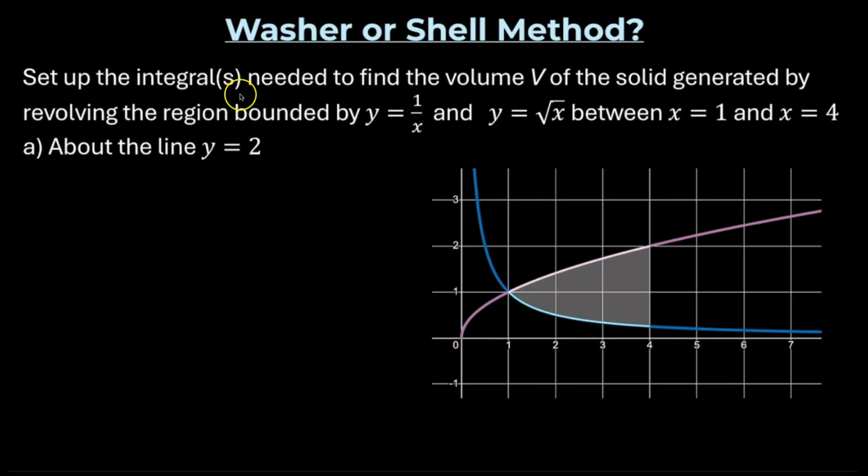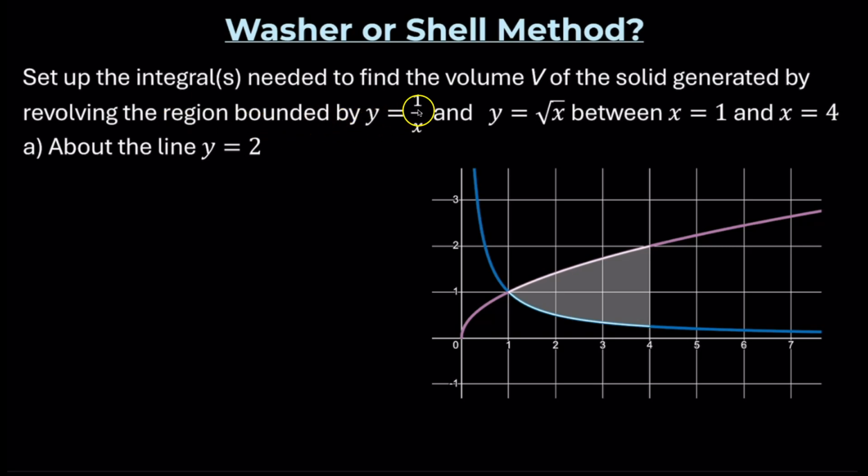Here we want to set up the integral or integrals needed to find the volume V of the solid generated by revolving the region bounded by y equals 1 over x, so this decreasing function here, and y equals the square root of x, that's the increasing function here, between x equals 1 and x equals 4, so this highlighted region, in part A, about the line y equals 2. So the axis of rotation here is a horizontal line, y equals 2. Let's think about taking this region here and rotating it up around this horizontal line.